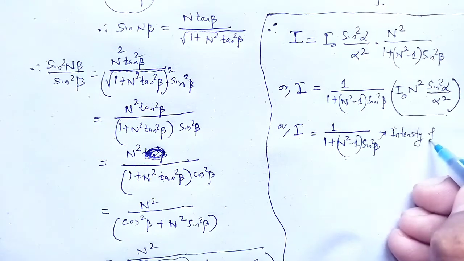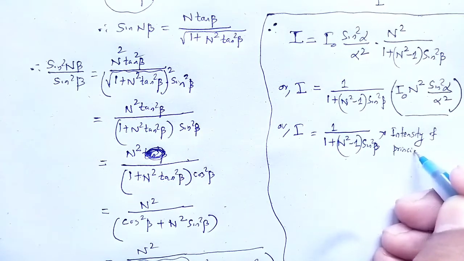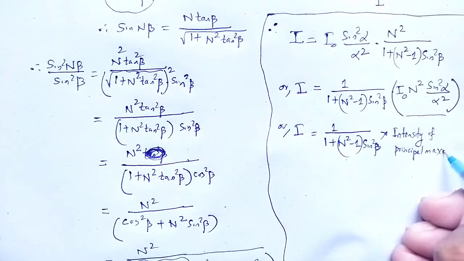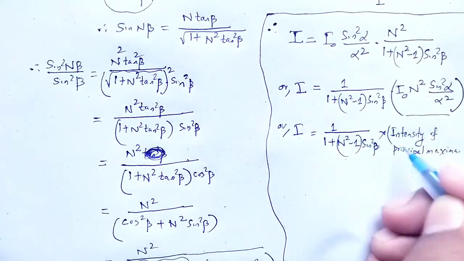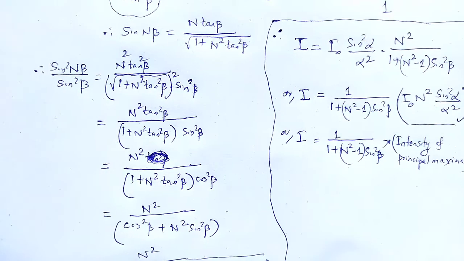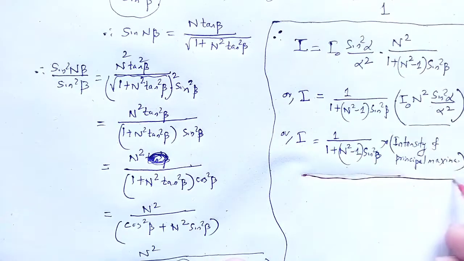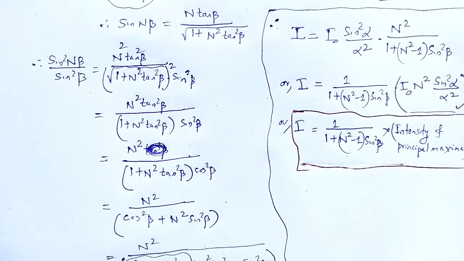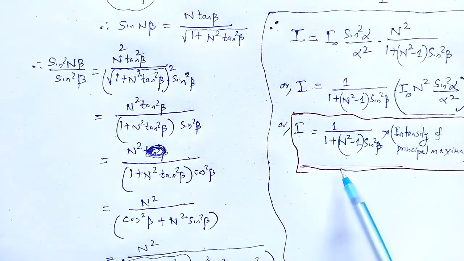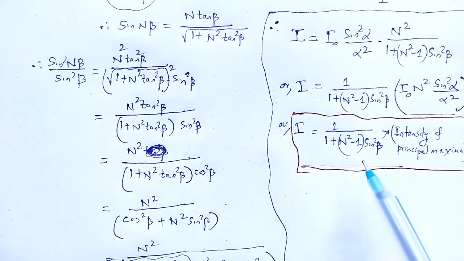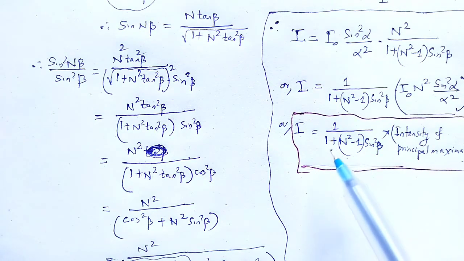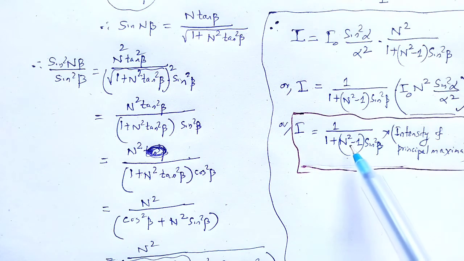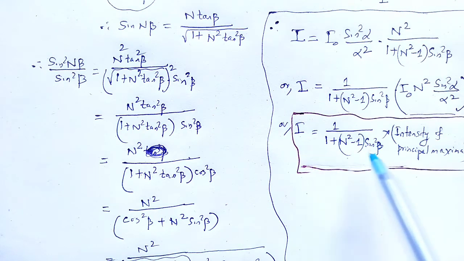Intensity of principal maxima. So the intensity of secondary maximum is obtained from that expression. The greater the value of n, the weaker are the secondary maxima. In other words, as n increases, the intensity of secondary maximum decreases and they become approximately insignificant.